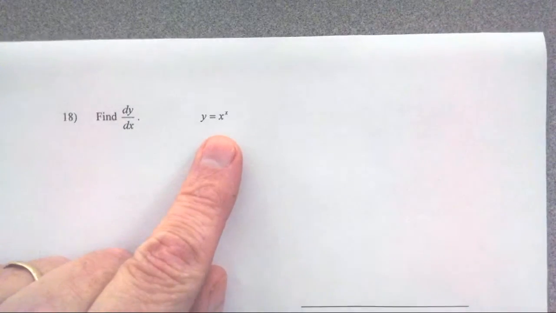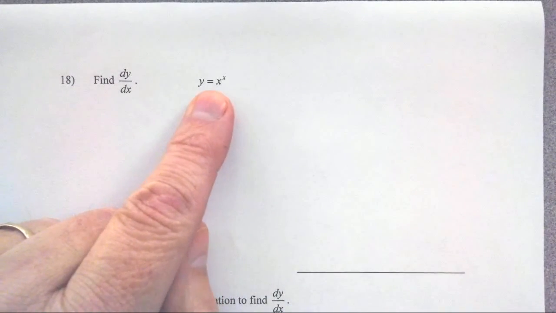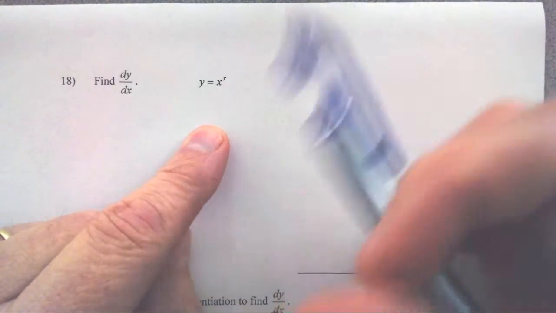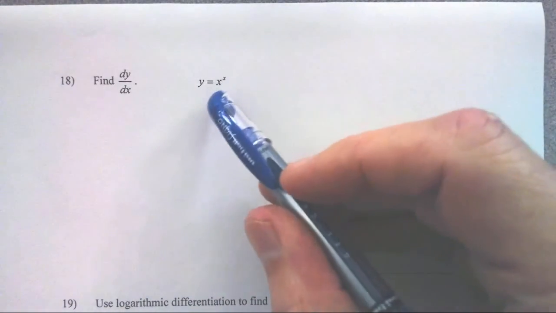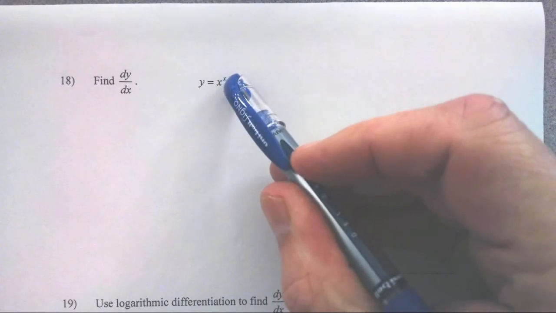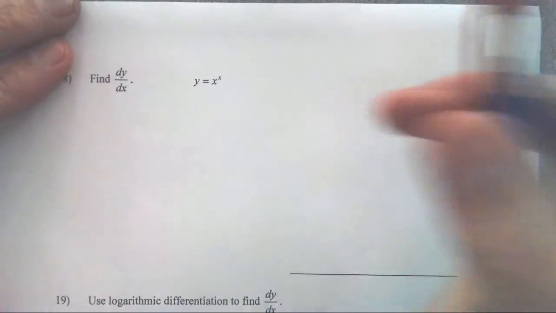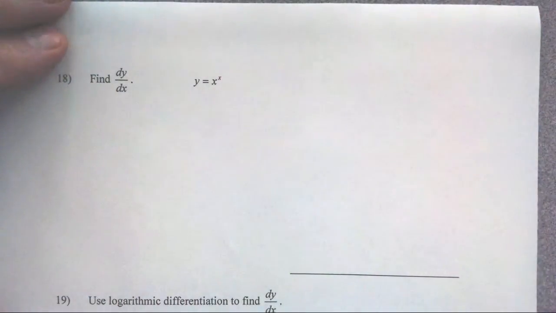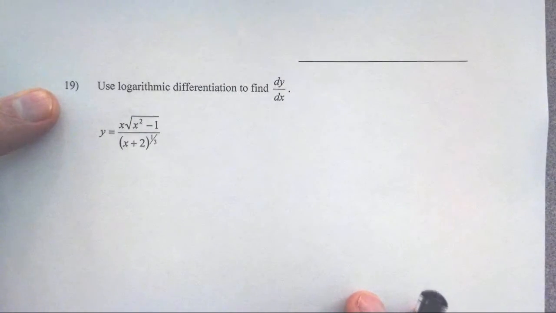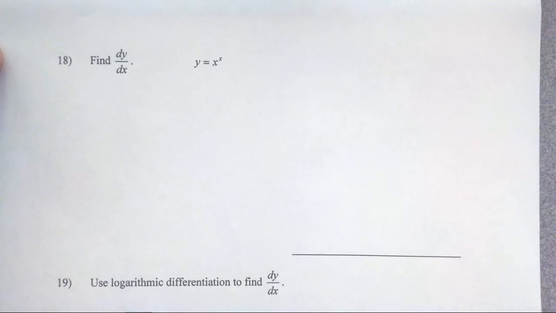Find the derivative of this. Well, that looks pretty simple. We've got a rule for x to the something. We've got a rule for a plain old number to the x, but we don't have a rule for a function of x to a function of x. So here's the big hint: use logarithmic differentiation. I'm going to use logarithmic differentiation for this.